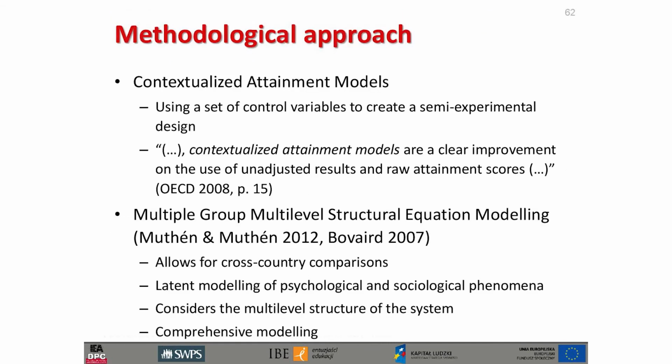I used a contextualized attainment model, as I explained before, using a set of control variables to create a semi-experimental design. Of course, it's not perfect, and I'm not controlling everything, but I tried to get into the model the most important variables that are related to learning and to track choices. I'm using multiple group, multi-level structural equation modeling, which allows for cross-country comparisons. It allows for latent modeling of psychological and sociological phenomena and considers the multi-level structure of the system.